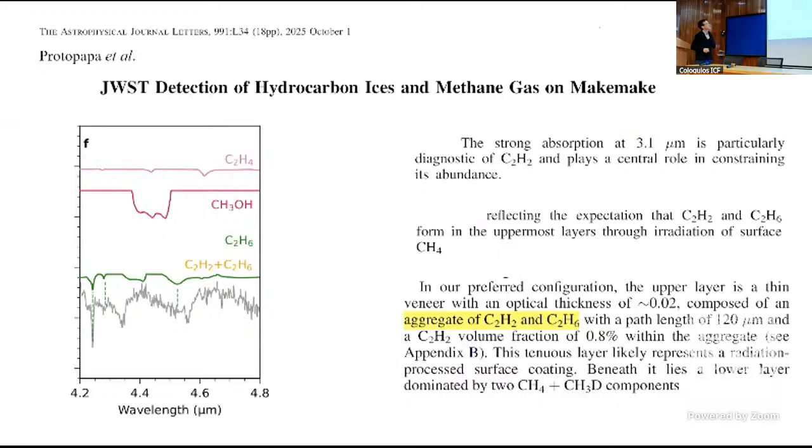This is a different object here. They observe it also. They think they are observing C2H2. But they model this, and they also suppose that you have CH4, methane ice, basically. They think they have water there also. But on the surface, they think that the radiation is building this layer that is not only C2H2, but C2H2 with C2H6. And then they made the fits there, and they said that it describes much better what they are observing. So it's a very recent proposal.